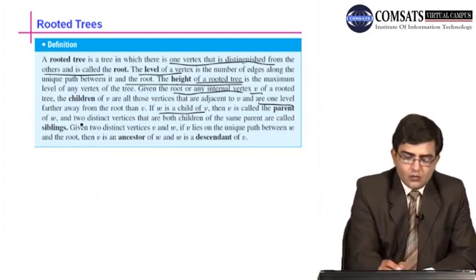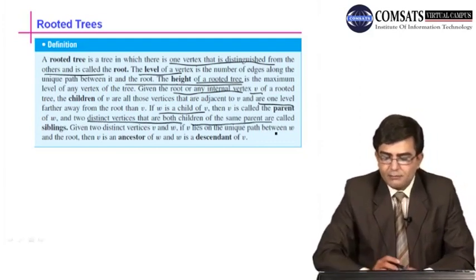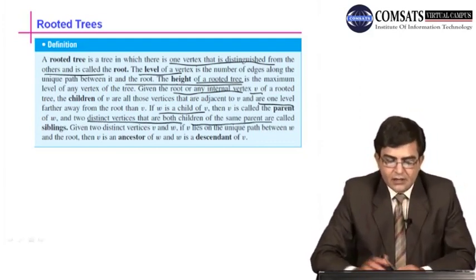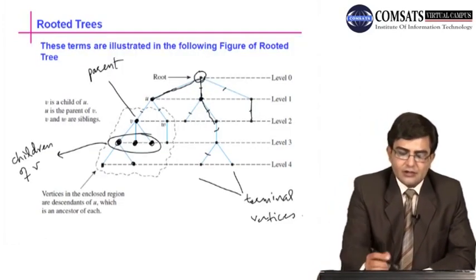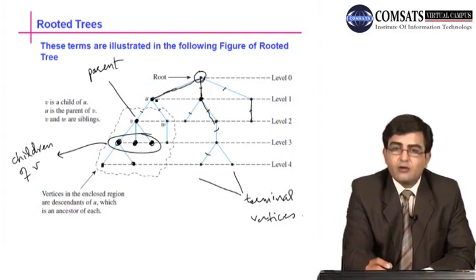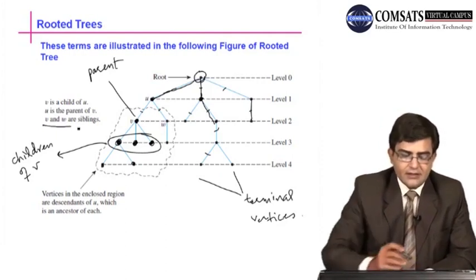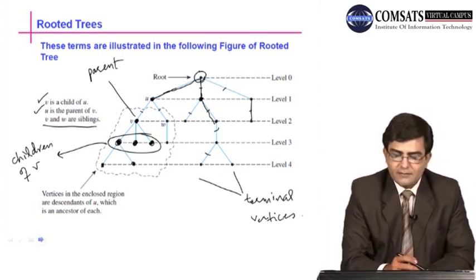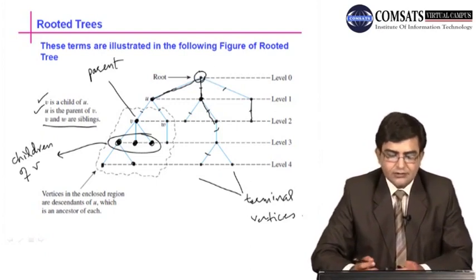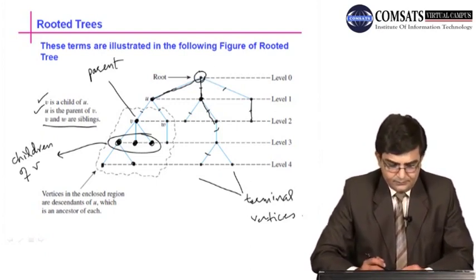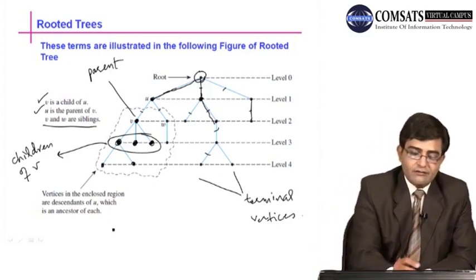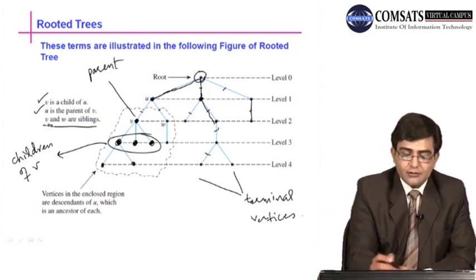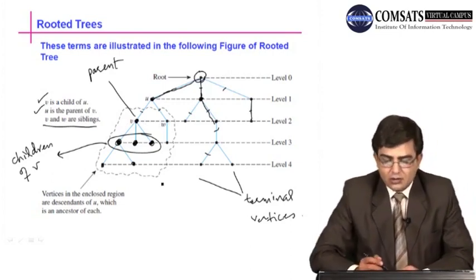And 2 distinct vertices that are both children of the same parent are called siblings. So similarly, if we consider here u as a parent of v and w, and v and w are children of u, then v and w are called siblings here. So you can see here v is a child of u, and u is a parent of v. Similarly, w is a child of u and u is a parent of w. v and w are called siblings.